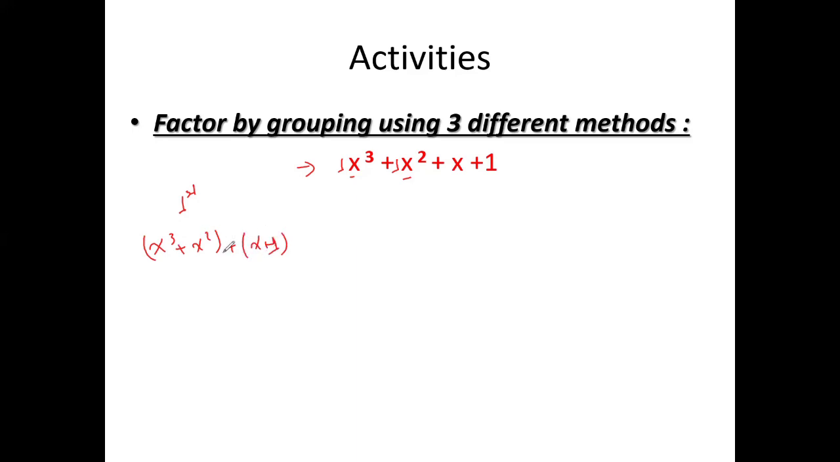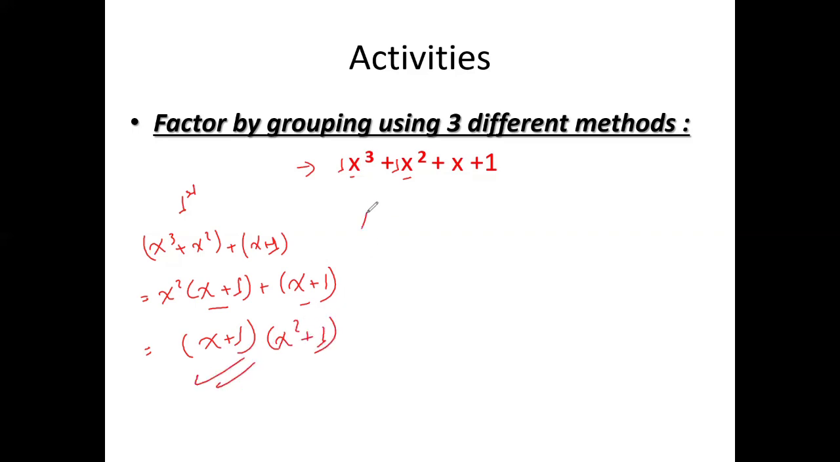Now, let's take out the GCF. For the first two terms, we will get x squared. X power 3 divided by x squared will give us x, plus x squared divided by itself is equal to 1, plus x plus 1. Now, let's continue. We will get the same bracket. It means we can take it out as the GCF. So x plus 1 times x squared plus 1. And this is the answer.